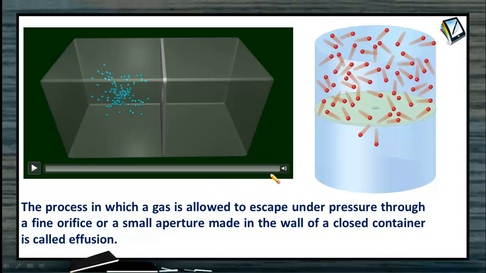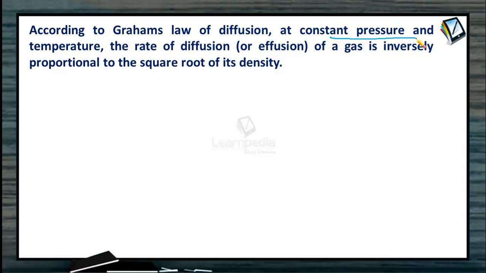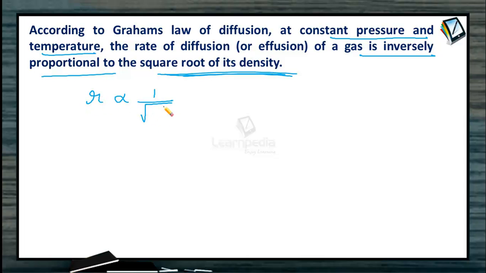Now let's understand the statement of Graham's law of diffusion. At constant pressure and temperature, the rate of diffusion or even effusion of a gas is inversely proportional to the square root of its density. So rate of diffusion, I write it as R, is inversely proportional to the square root of its density, and that is at constant temperature and pressure.